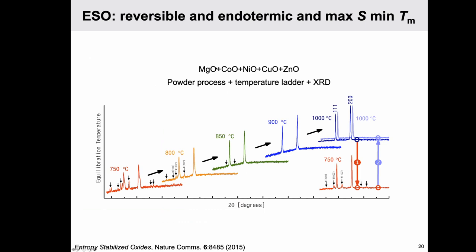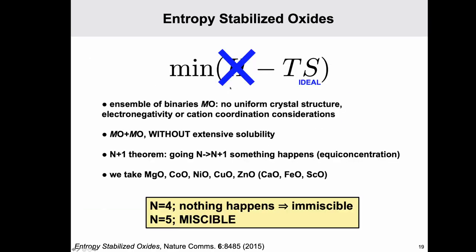Remember that we are fighting, let's go back to this. So if this changes, this is going to change it. If we were looking for a min or max, and we are able to change S, then we need also to change T. So if we are reducing the entropy by going away from equicompositions, then we will increase the transition temperature.